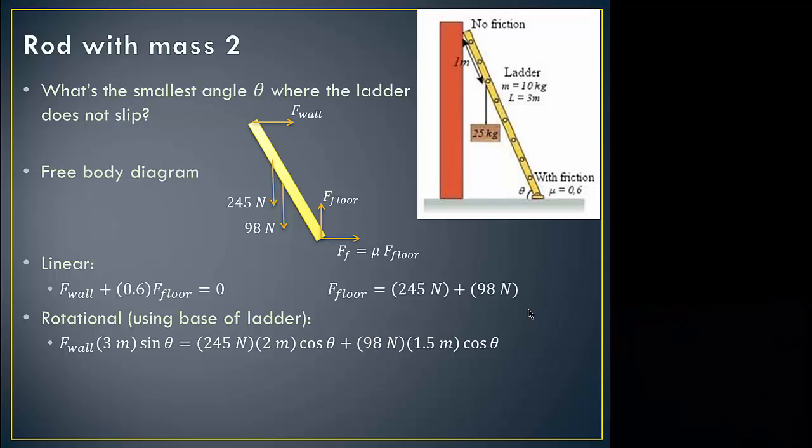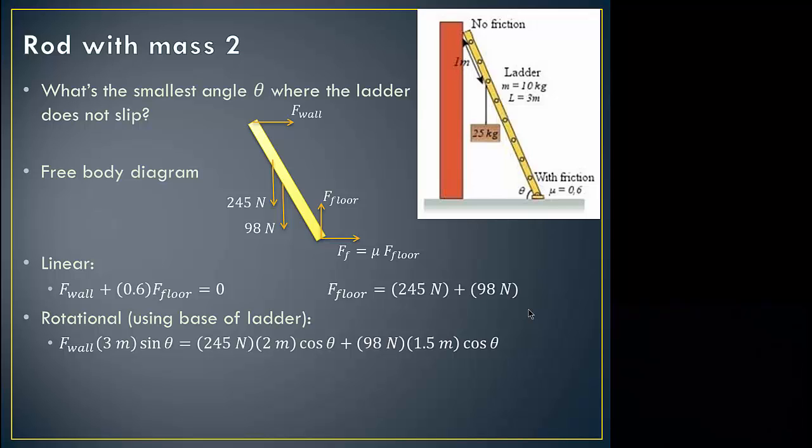So in this case, I have a ladder. There's no friction on the wall side, but there is friction on the bottom. Remember, that friction is static friction. It could be larger, it could be smaller than mu Fn, but it can't be greater. If the force needs to be greater, this ladder is going to start slipping.